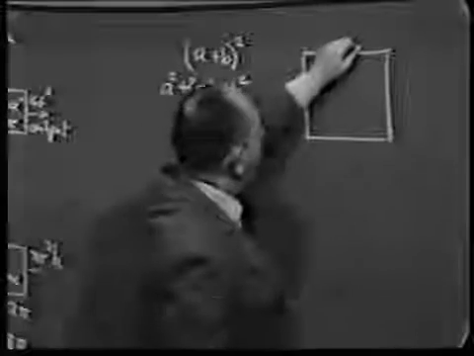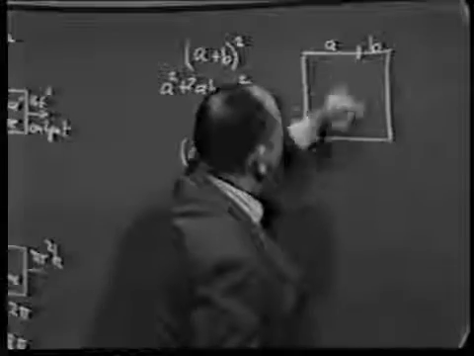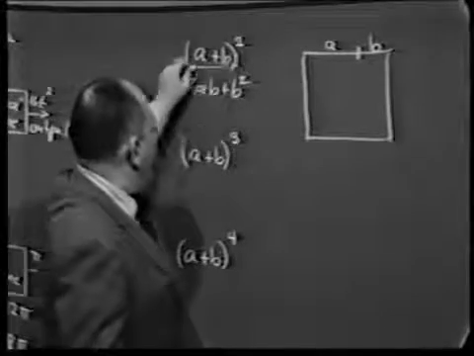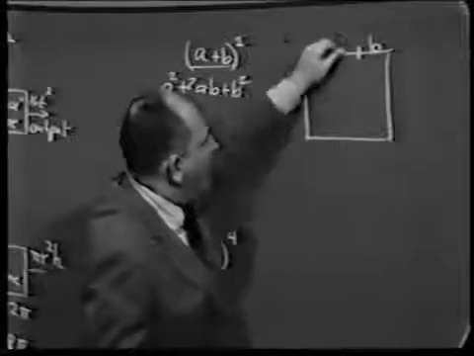Namely, let's visualize a square whose side is a plus b. On the one hand, you see, the area of the square would be a plus b squared, you see, the side squared.